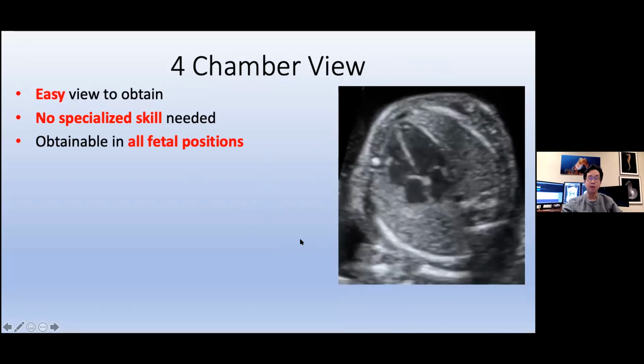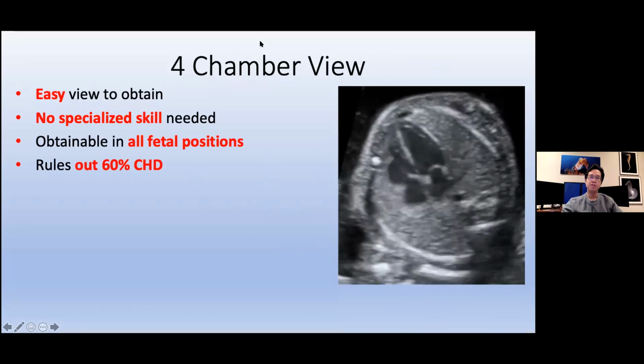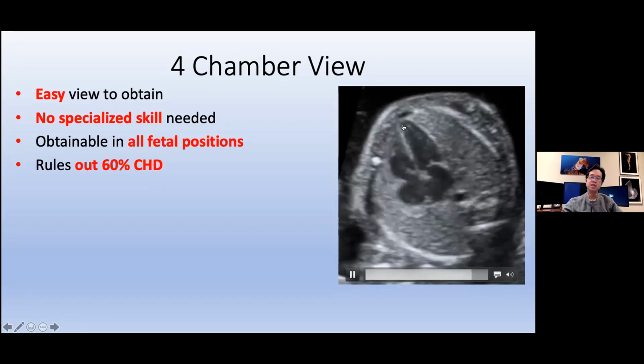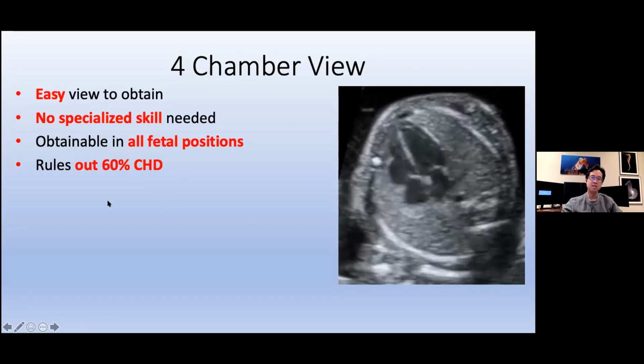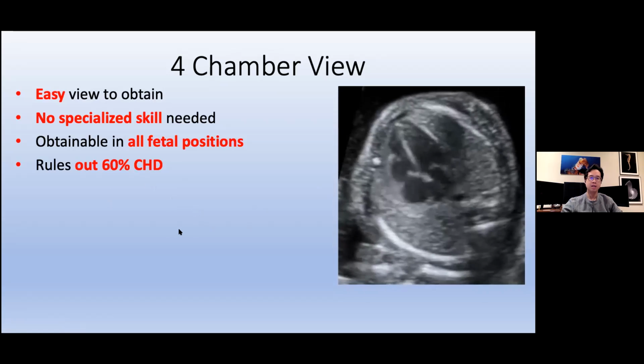So as I said, the optimal position for seeing the fetal heart is the fetal chest being from the 10 to 2 o'clock position relative to your transducer. This single view alone, when you see it this well and it looks normal, can rule out 60% of congenital heart disease. You require additional images to rule out more and more of those, including the outflow tract views and the 3-vessel view.